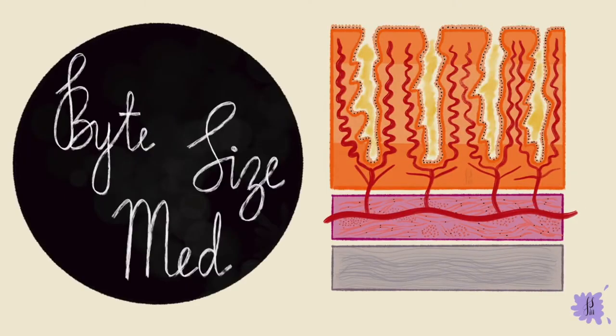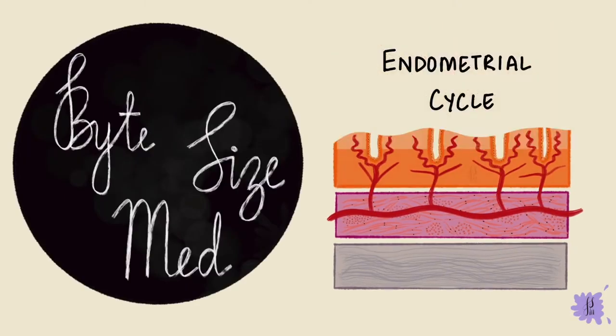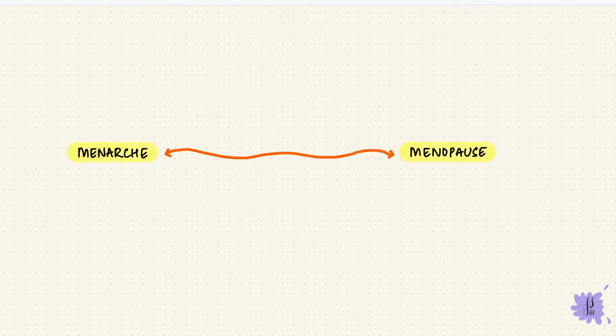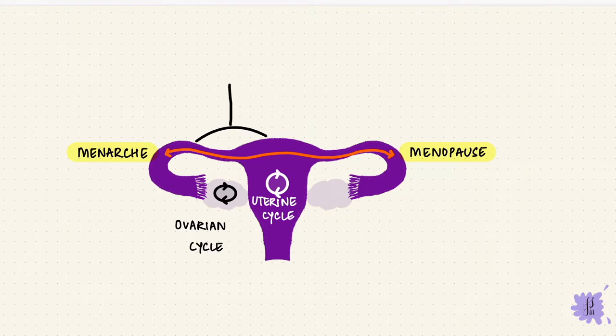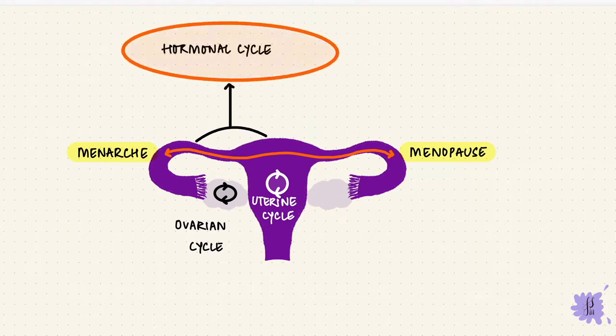This video is on the uterine or the endometrial cycle. The age at which the menstrual cycle starts, that's called menarche, and the cycles stop at menopause. In between these two phases, there are cyclical changes that happen in the ovary called the ovarian cycle. There are also changes in the uterus, and that's called the menstrual cycle itself or the uterine cycle. Both of these are under the influence of a hormonal cycle.